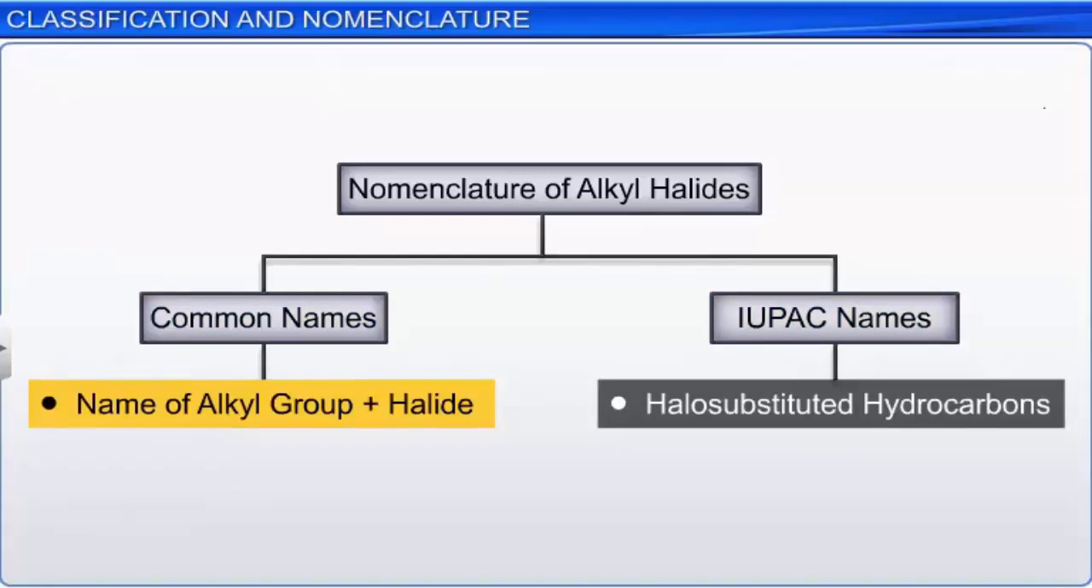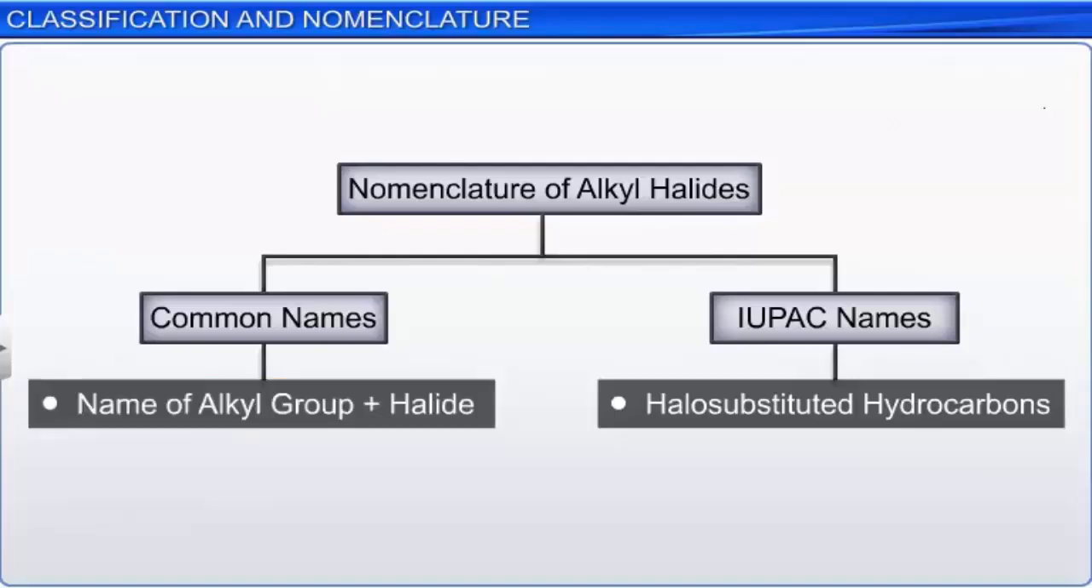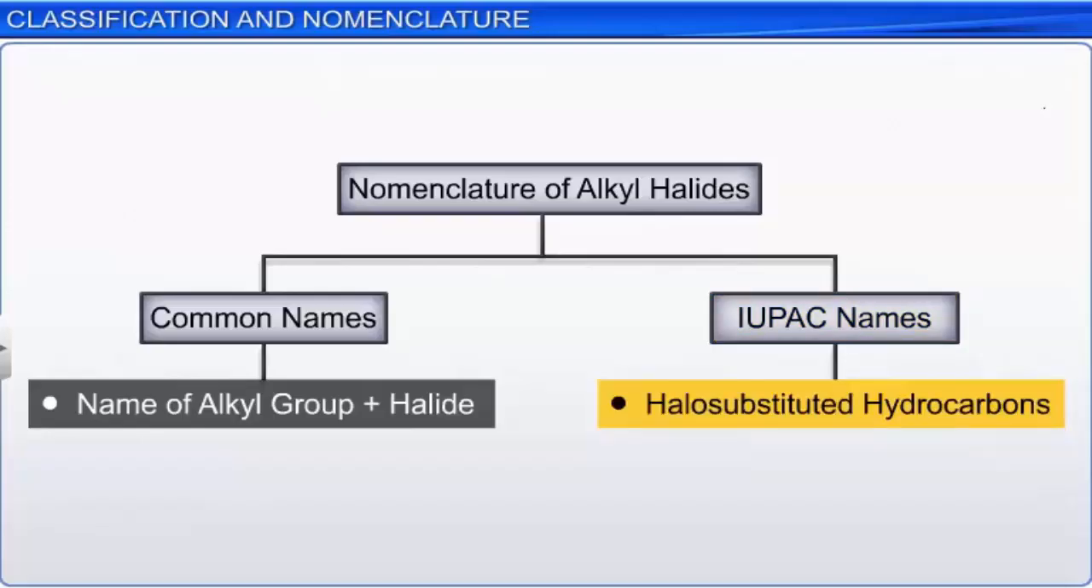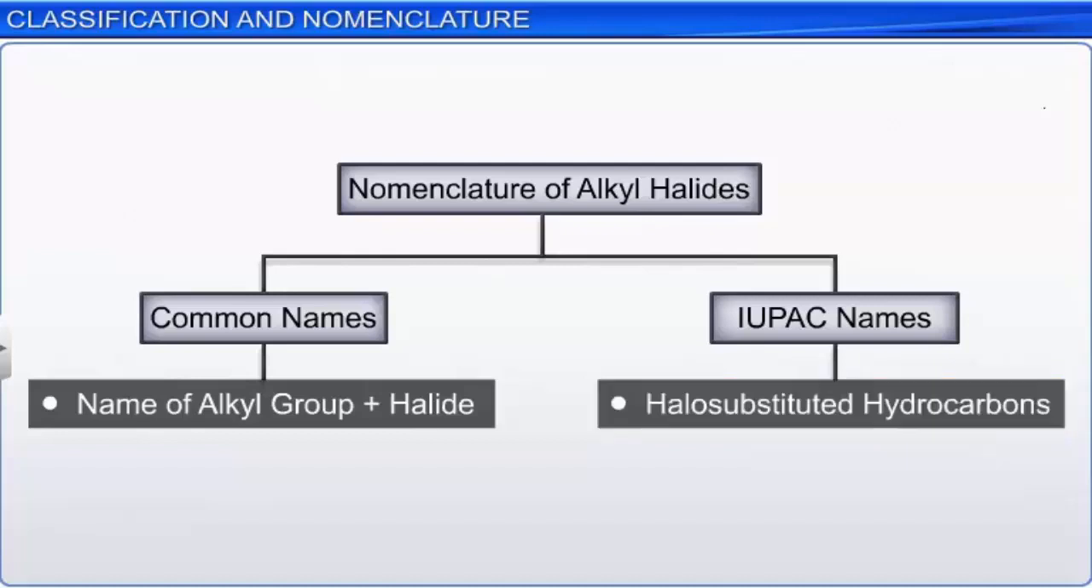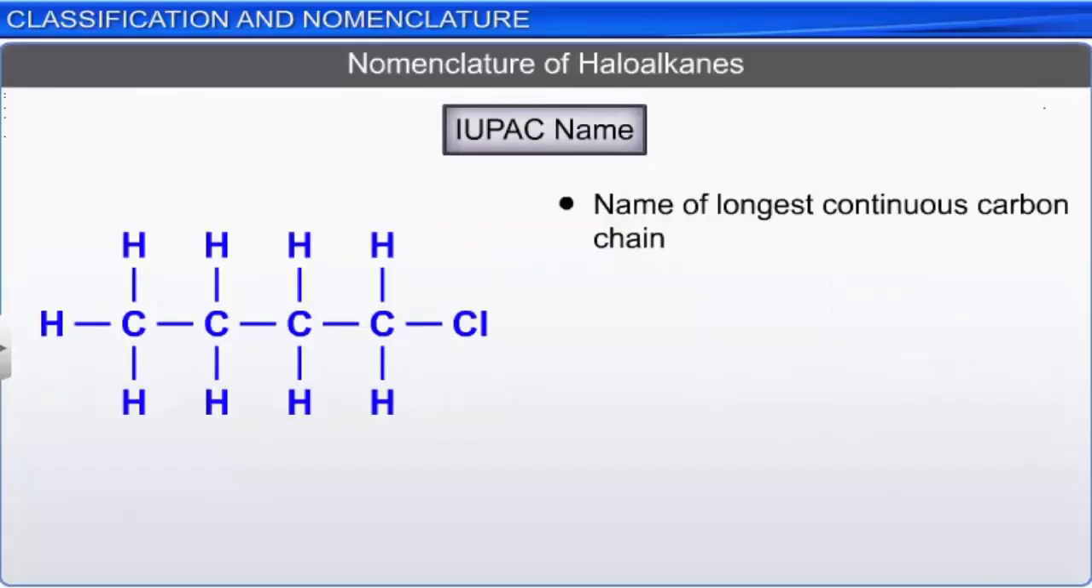Let's write the IUPAC name of the given molecule. The longest continuous carbon chain has 4 carbon atoms, and hence the root word is but. Since the longest carbon chain is saturated, the primary suffix is -ane. Thus, the name of the parent carbon chain is butane.